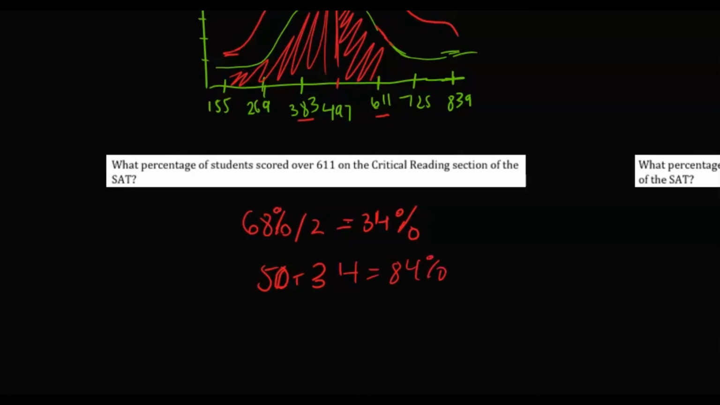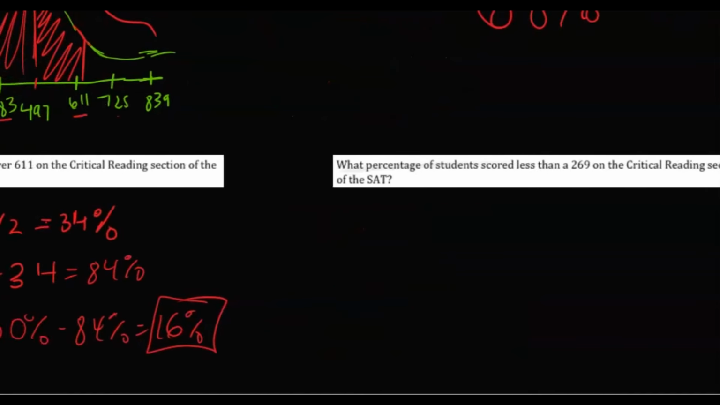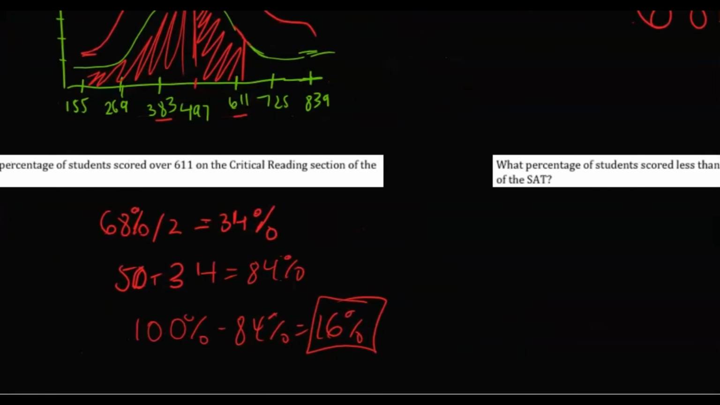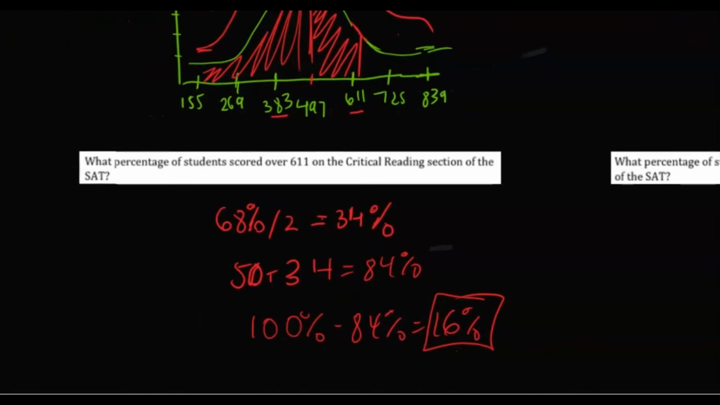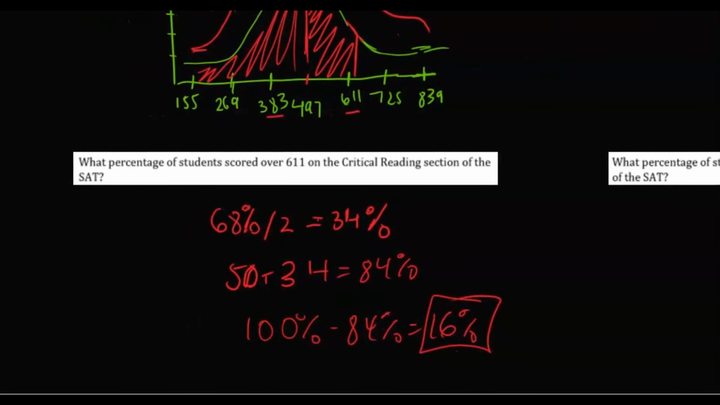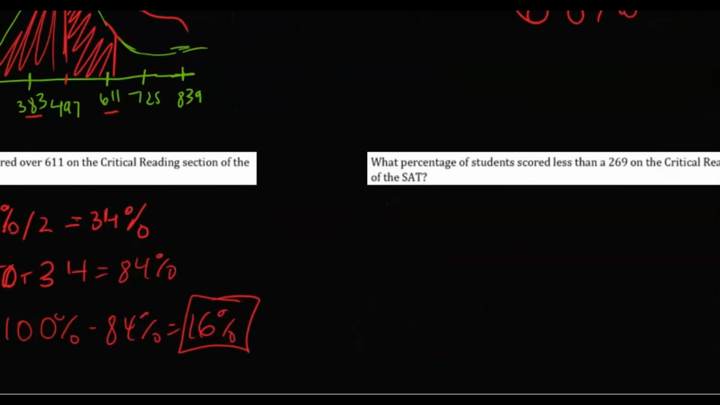And that's not our answer because we want the percentage of students who scored over 611. So 84% is everything under 611, right? And so if the total is 100%, we can just subtract 84%, which will give us 16%. All right, that was kind of clunky because I'm having some technology issues. OneNote is not being very efficient. But let's move on to the next problem, shall we?